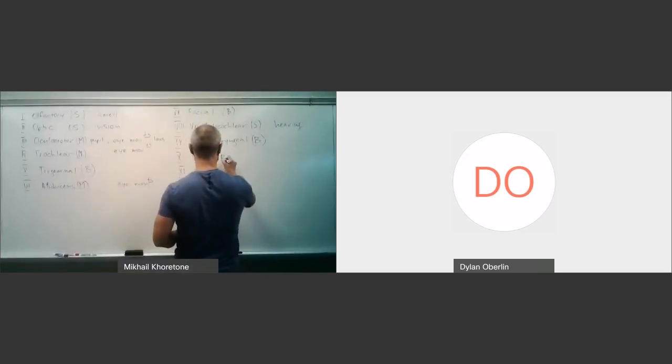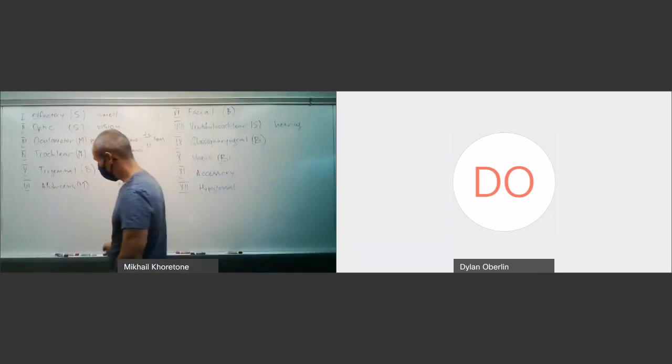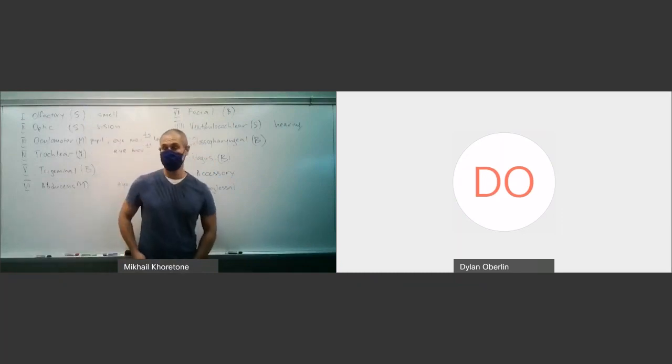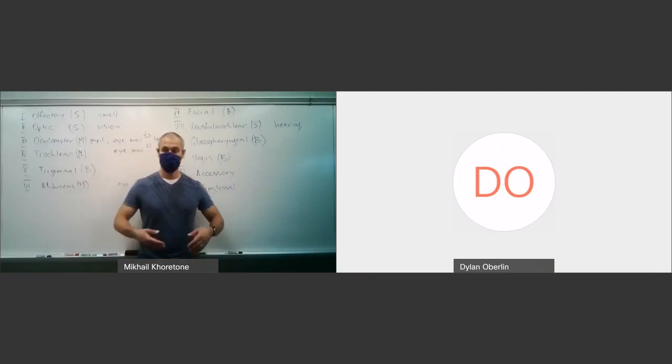Vagus nerve. Probably the most important cranial nerve. It controls practically all organs of the thoracic and abdominal cavity. Does that make sense here? So, for instance, look at this. When you eat something, food ends up in your stomach. Your stomach gets stretched. You with me so far?